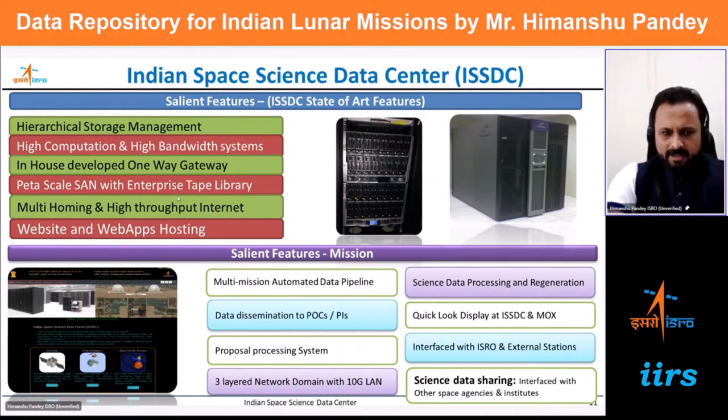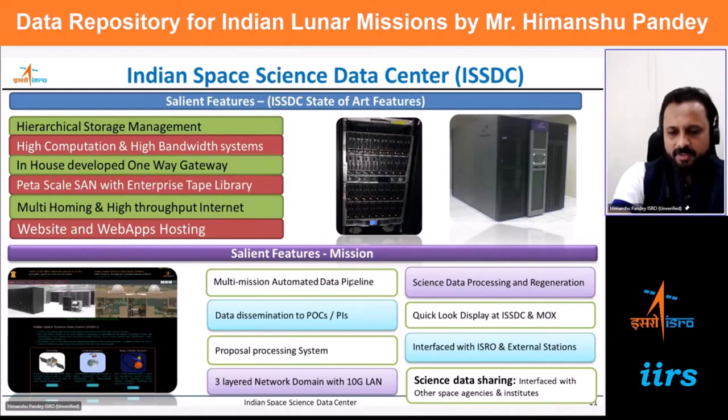To cater to this, scale-out SAN storage, multi-homing and high throughput internet are provided. So there are multiple internet connections out there. One is for internal use, the second will cater to the download and access features for the users, and then one for the website and applications. This is common for all missions.